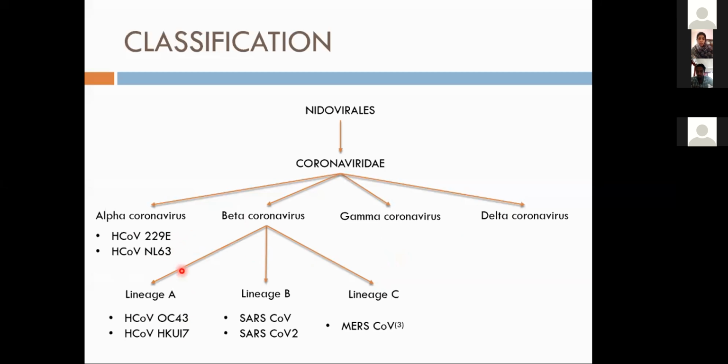Beta coronavirus includes 3 lineages and it can cause common cold and GI symptoms only. Lineage A includes HCoV-OC43, which is the most common and most severe among all the strains, and next is HCoV-HKU1. Lineage B includes SARS-CoV and SARS-CoV-2 or COVID-19, which we will be discussing. And lineage C includes MERS-CoV.